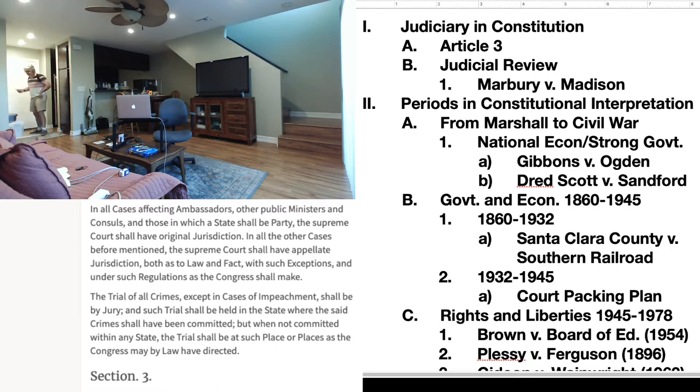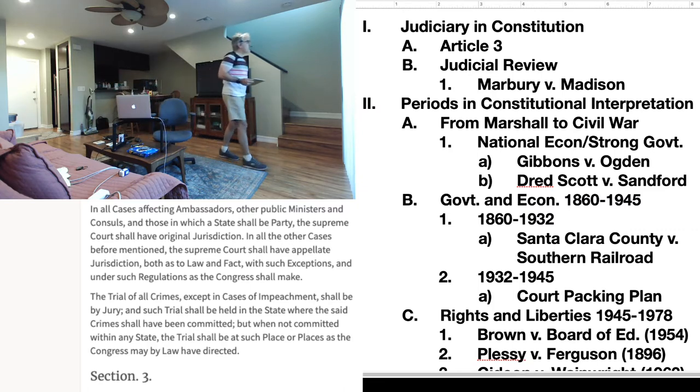Write it down. Judicial review is the power of any federal court to declare an executive action, an act of Congress, or a state action unconstitutional. Okay? That is judicial review.